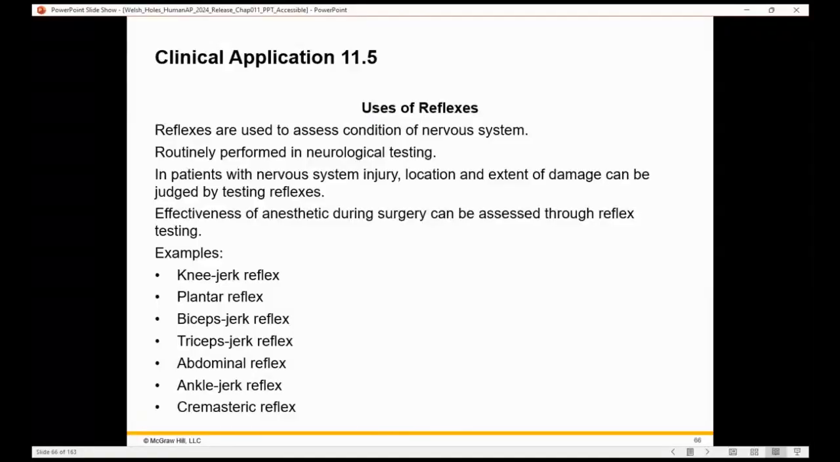Okay, the clinical application, uses of reflexes. So reflexes are used to assess condition of the nervous system. And this is routinely performed in neurological testing. In patients with nervous system injury, the location and extent of damage can be judged by testing the reflexes. Effectiveness of anesthetics during surgery can also be assessed through reflex testing. And examples include a knee jerk reflex, plantar reflex, biceps jerk reflex, triceps jerk reflex, abdominal reflex, ankle jerk reflex, and cremasteric reflex.